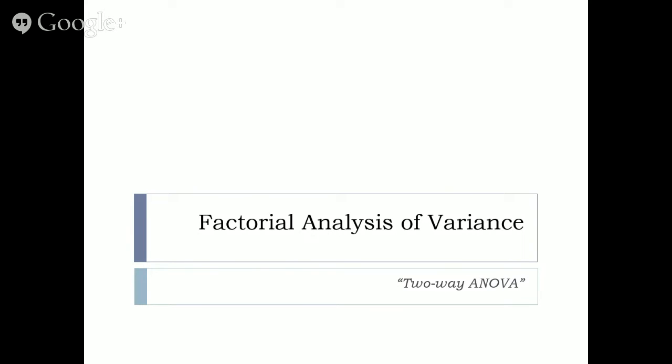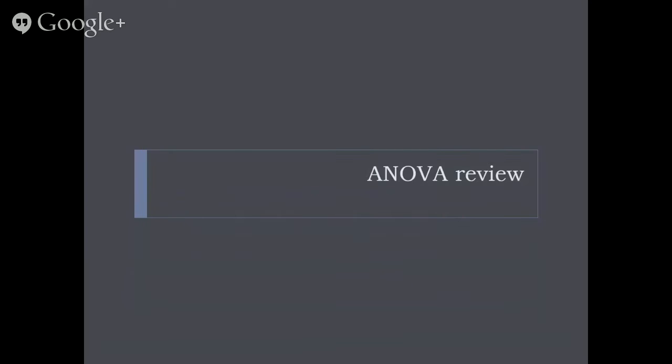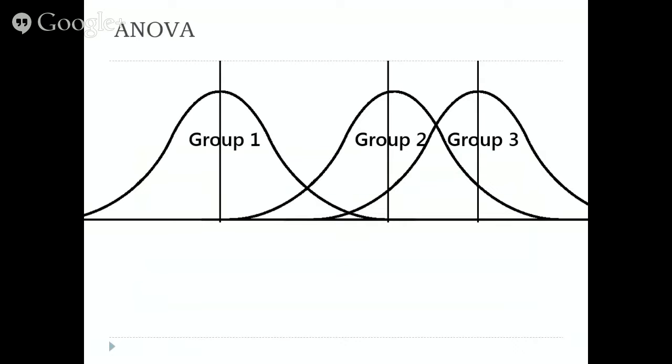Let's talk about analysis of variance. And we're going to briefly review what we know about one-way analysis of variance before we dive into factorial analysis of variance. So remember, in analysis of variance, you're comparing two or more groups, but in this class we usually say you don't really need it unless you have three groups.